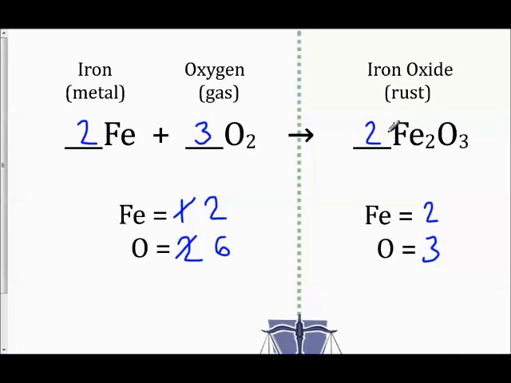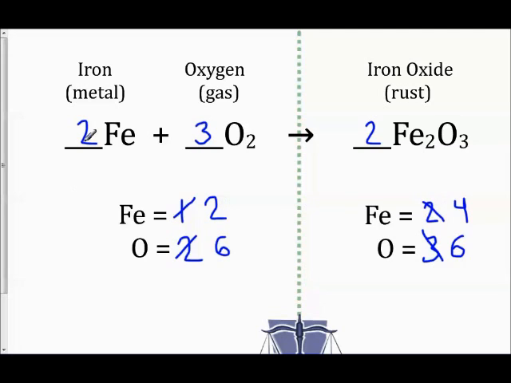So if we double this whole molecule, we have 2 iron, 2 times 2, so that is going to be a total of 4, and 2 times 3, because you've got 3 oxygens per molecule and 2 molecules for a total of 6. Aha! So we've got our oxygen now balanced out. That was kind of a tricky one. But now our iron's a little bit off. So what do we need to do here?